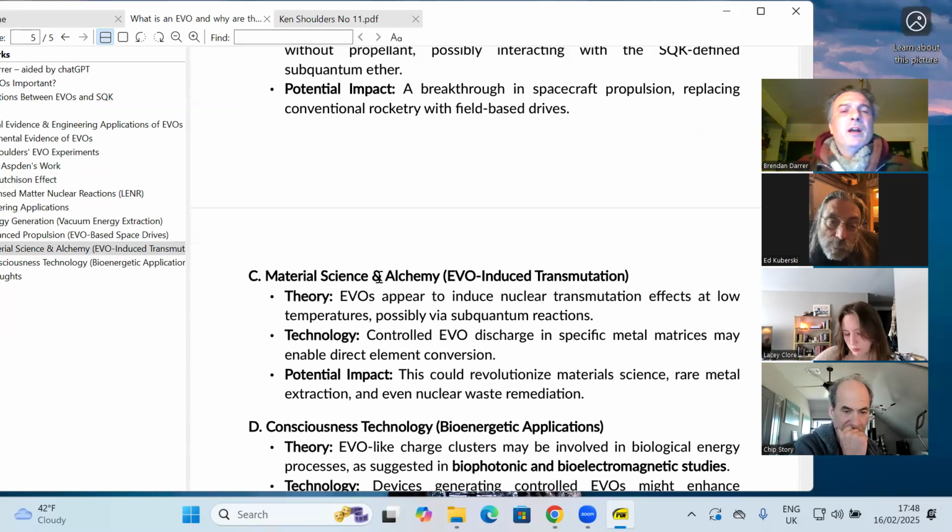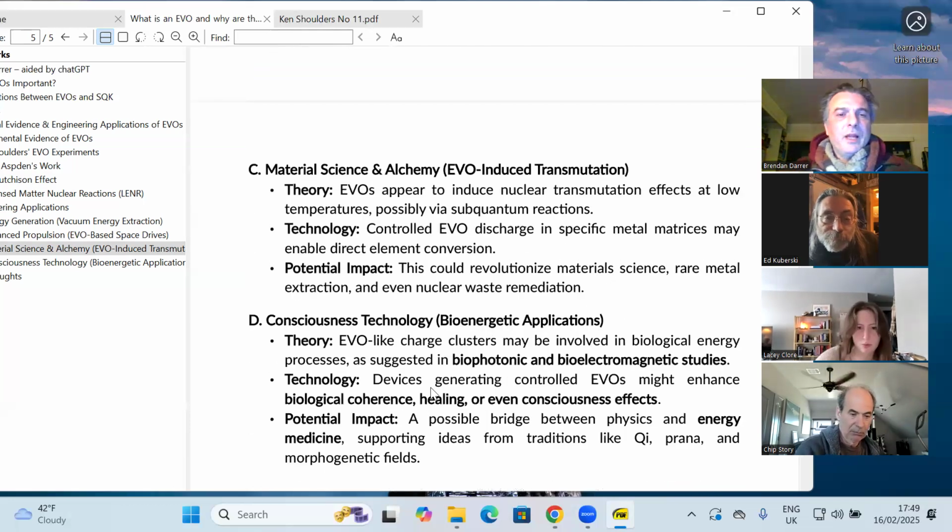C. Material science and alchemy, EVO-induced transmutation. Theory: EVOs appear to induce nuclear transmutation effects at low temperatures, possibly via subquantum reactions. Technology: controlled EVO discharge in specific metal matrices may enable direct element conversion. Potential impact: this could revolutionize material science, rare metal extraction, and even nuclear waste remediation.